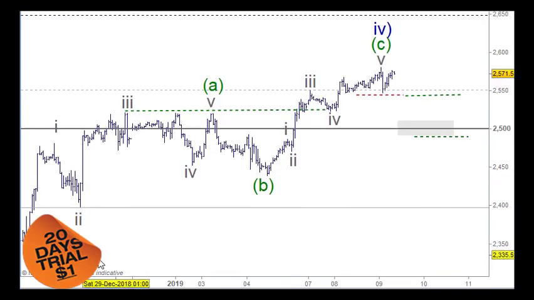So we have from the low here, we've got our A wave, our B wave, and our C wave up here. This A wave here can also be counted on this high here as well, making this the A, the B, and the C wave here. That also fits. But I'm more interested in this little section here now.